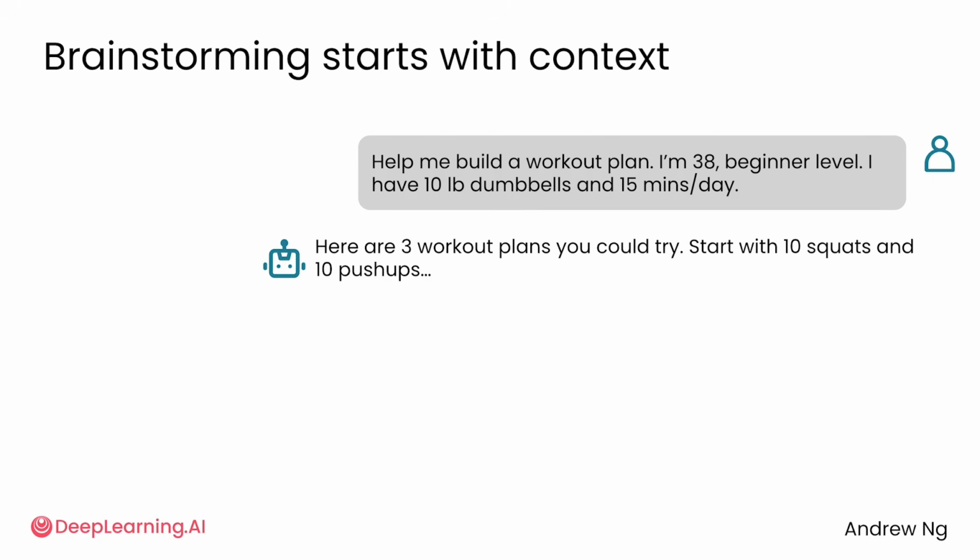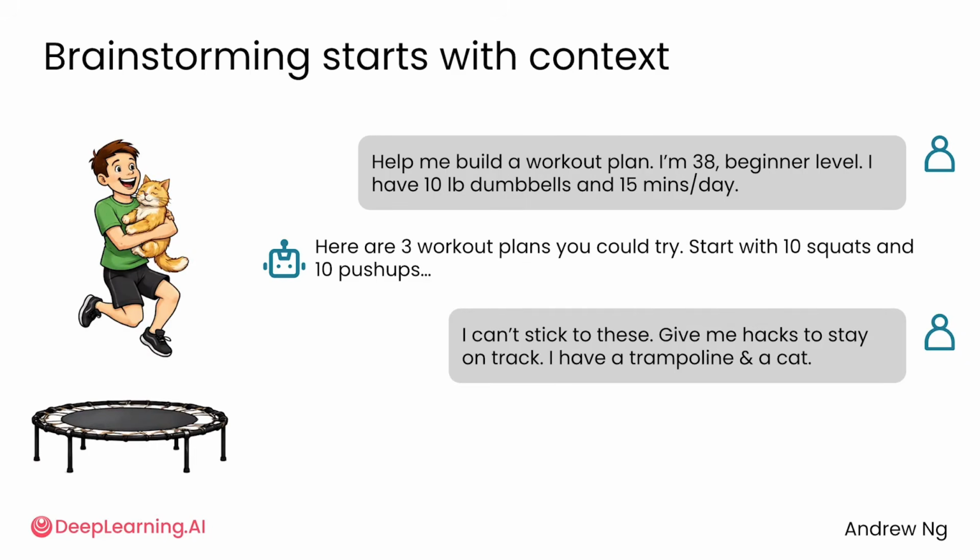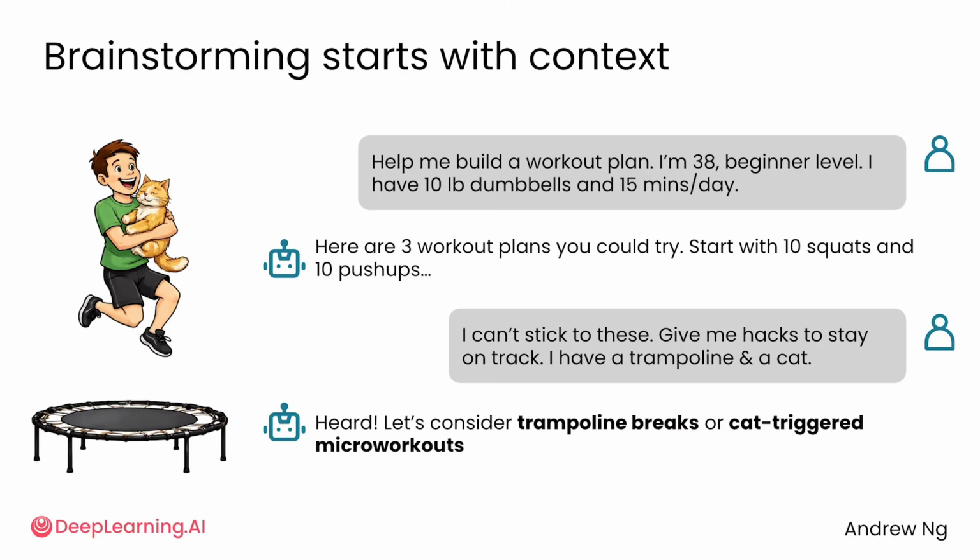But if you want more creative options, giving it more context can be helpful. So if you say, I can't stick to these, give me hacks to stay on track, I have a trampoline and a cat, by encouraging it to give you trampoline and cat-related workout options, which is an unusual way of approaching workouts, it may ask you to consider trampoline breaks or cat-triggered micro workouts, where maybe every time you see your cat wag its tail or something, go do a tiny little workout. But these are certainly more creative ideas.